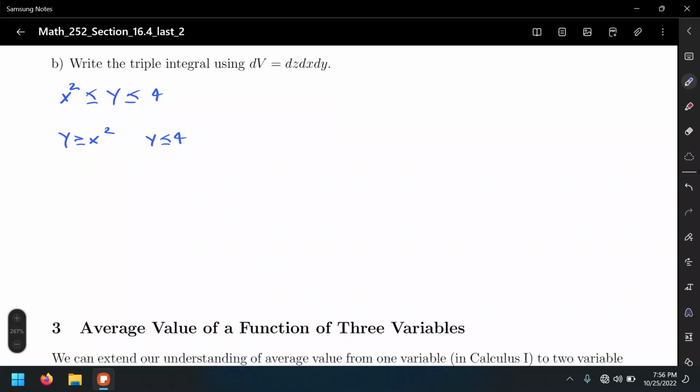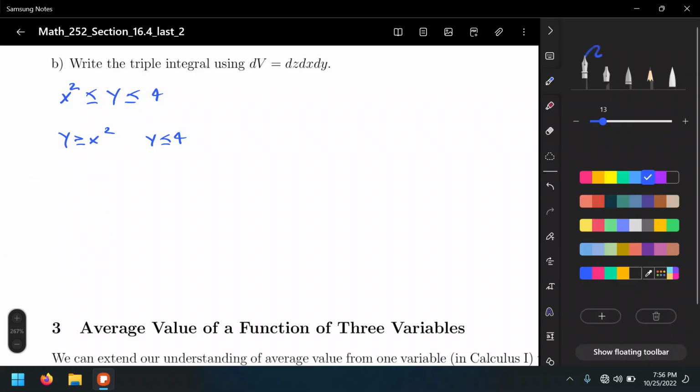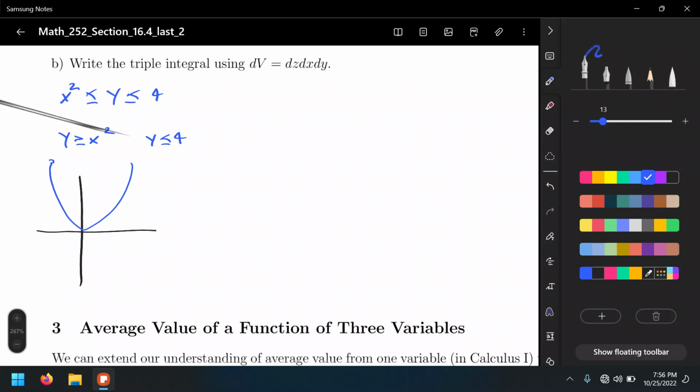Okay? So what do we have in this case? Well, this is going to be a parabola opening up. That's our y equals x squared. And y equals 4 and below. That's our horizontal line right here. Are you guys following me up to this point? So that's what's going on in the xy plane by just looking at the bounds for the y variable.